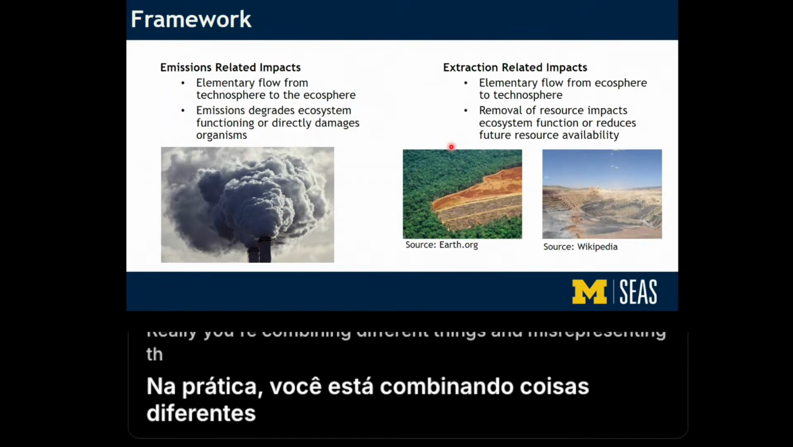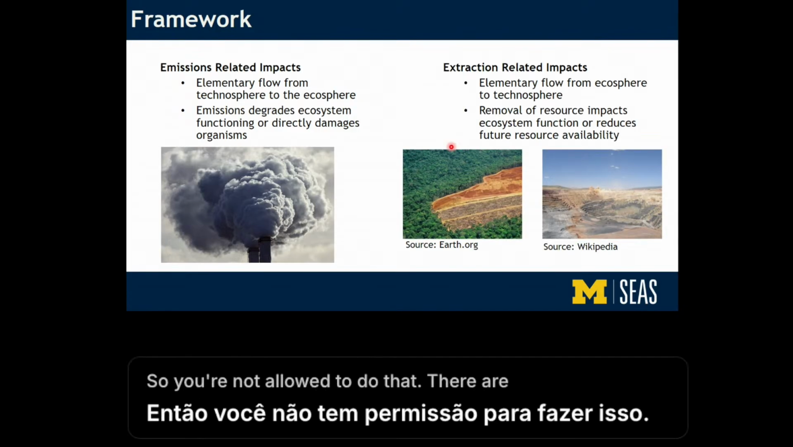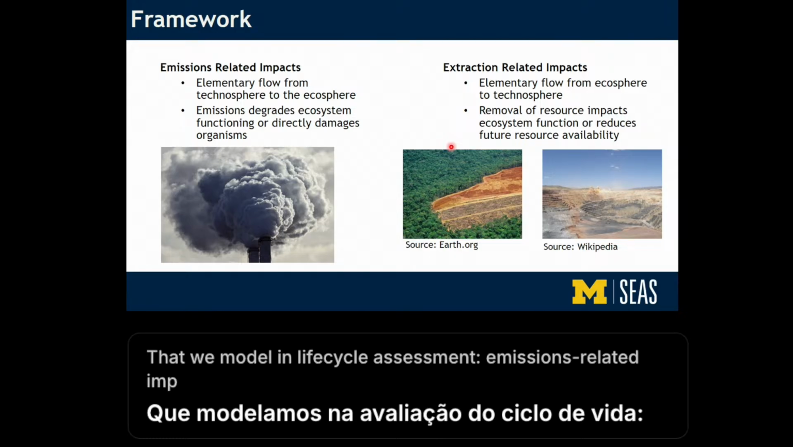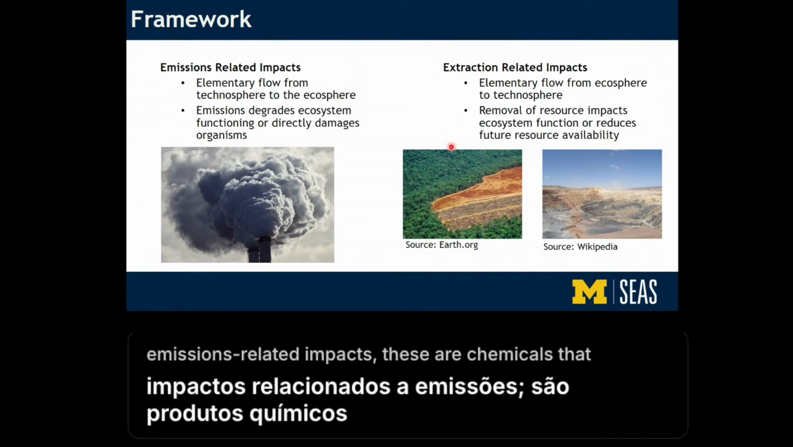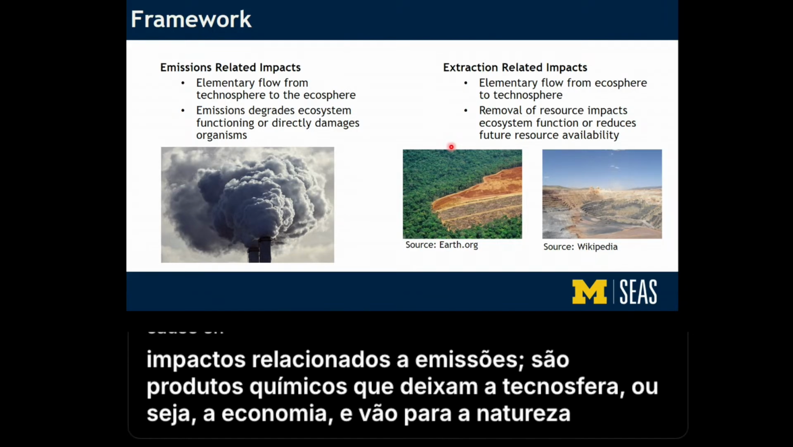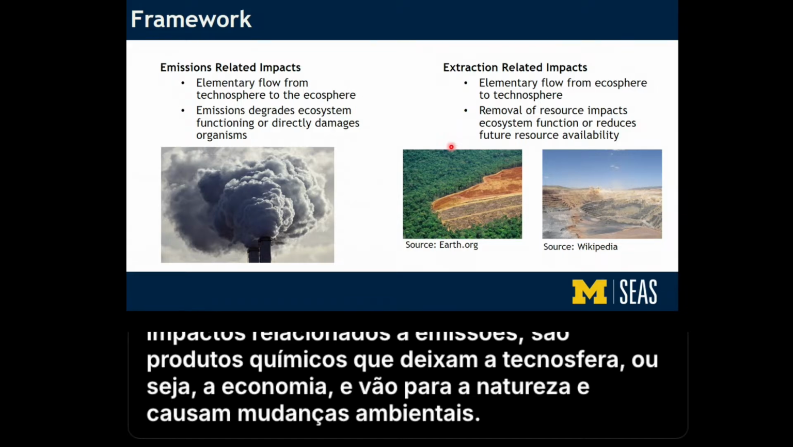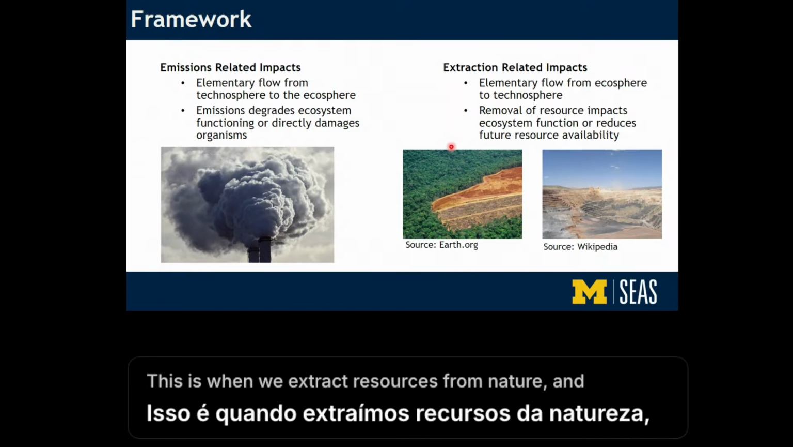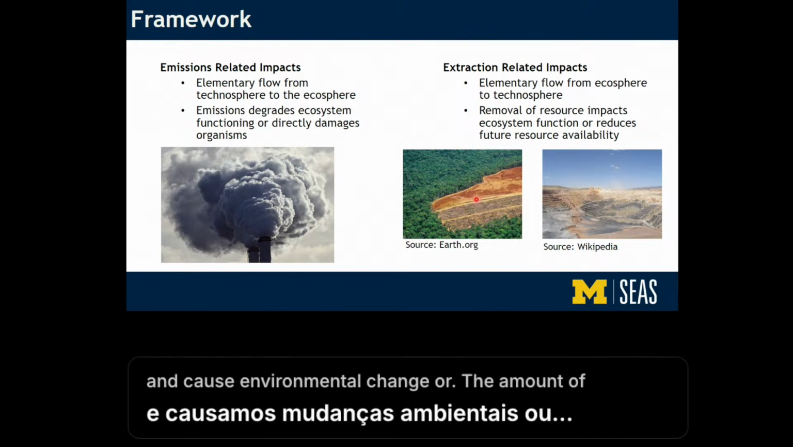There are two different types of environmental impacts that we model in life cycle assessment. Emissions-related impacts. These are chemicals that leave the technosphere, right, the economy, and go into nature and cause environmental change. And extraction-related impacts. This is when we extract resources from nature and cause environmental change or limit the amount of future resources that are available. So you can see logging here, mining here as examples of that.